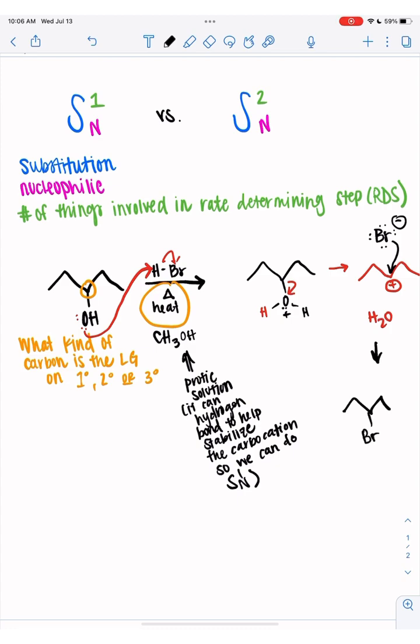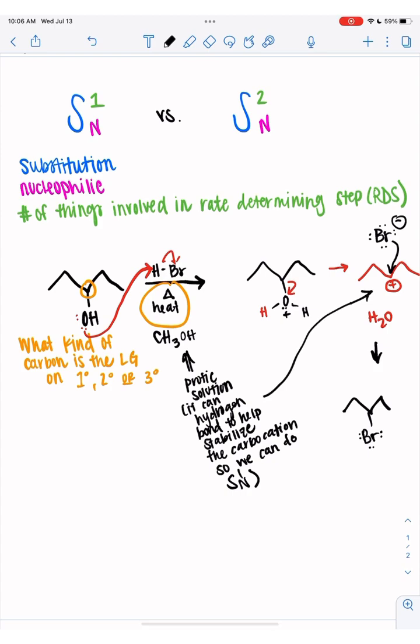This is how an SN1 mechanism will go. Again, if you're at a secondary carbocation, or if you have a leaving group attached to a secondary carbon and the solution is protic, it will go SN1. I'm going to show you in a second how we can switch this to an SN2 mechanism.